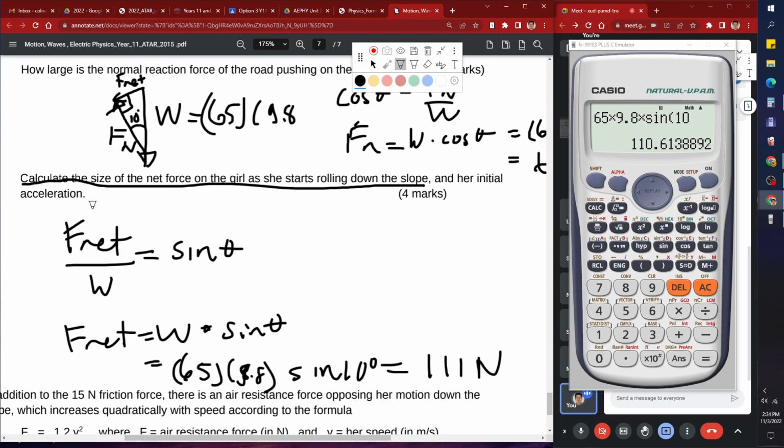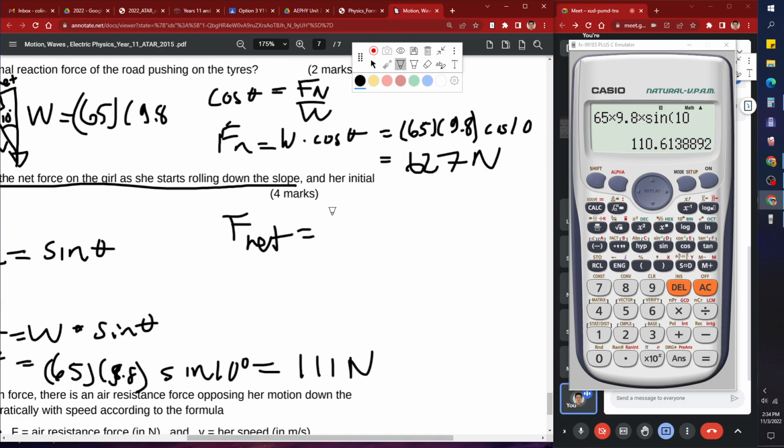And her initial acceleration. Okay, but she's moving now, so that's not the net force. The real net force is this one, the net force down the slope. I'm going to change this because I don't want two net forces, so force along the slope, parallel to the slope. And so the net force is going to be that force parallel to the slope minus the friction force. Okay, so it's going to be 111 minus 15, which is 96 newtons.